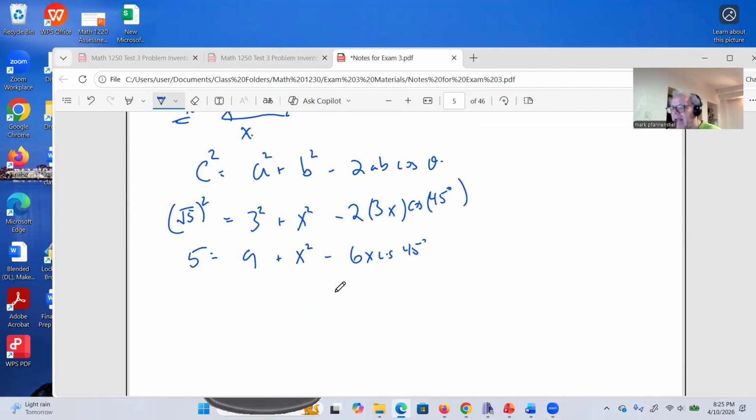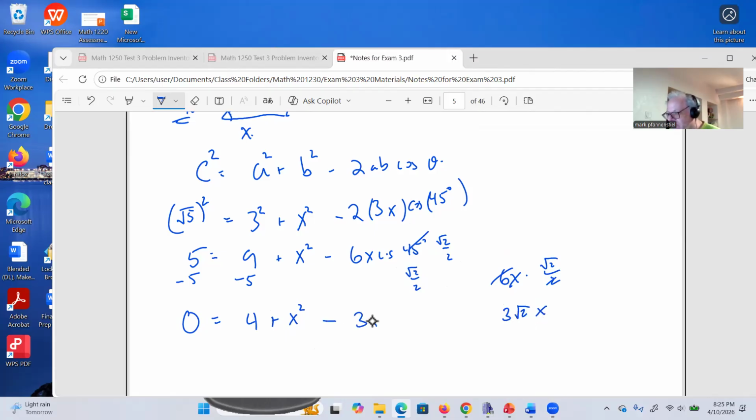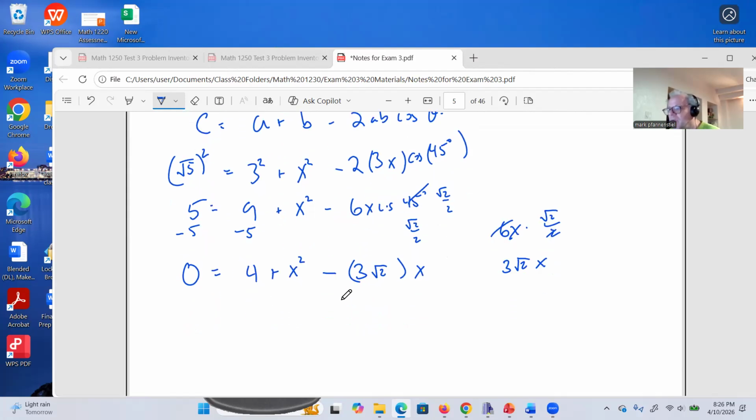Let's go ahead and subtract 5 from both sides. So we have 0 equals 9 minus 5, which is 4, plus x squared. I know that the cosine of 45 degrees is square root of 2 over 2, so we can deal with it that way. So we have 6x times square root of 2 over 2. That's going to cancel the 2 with the 6 and make it a 3. So we have minus 3 root 2 times x. I took care of my cosine, I did my 3 times my 2. Everything is handled here.